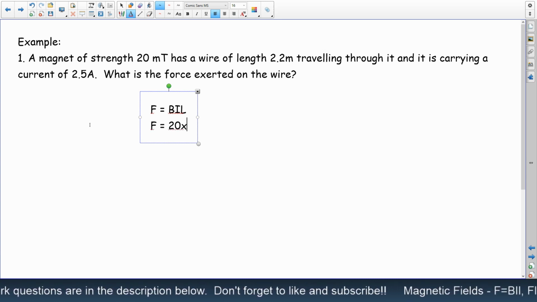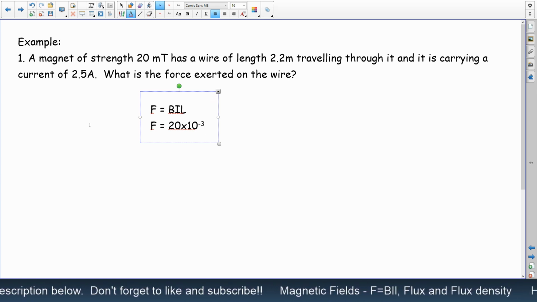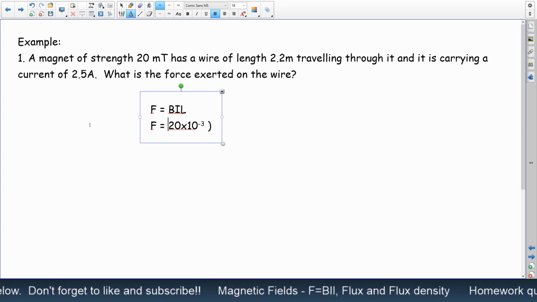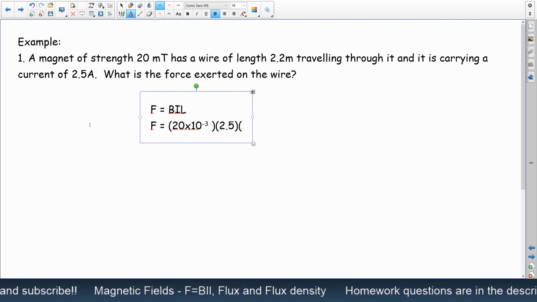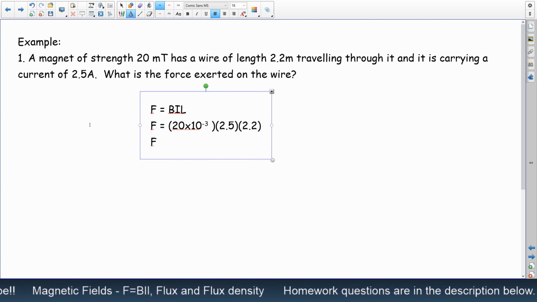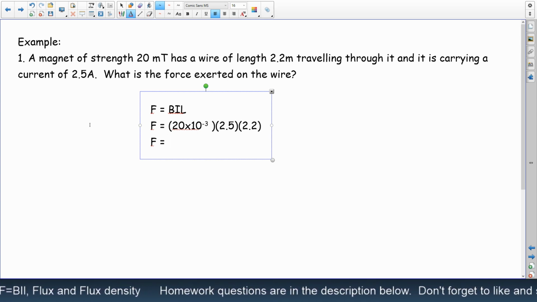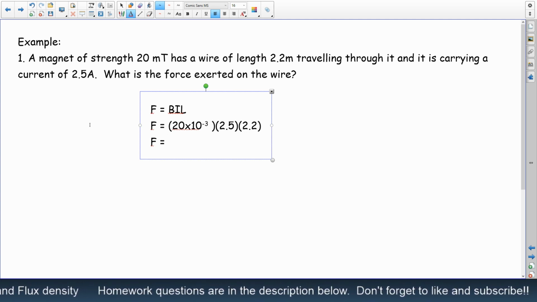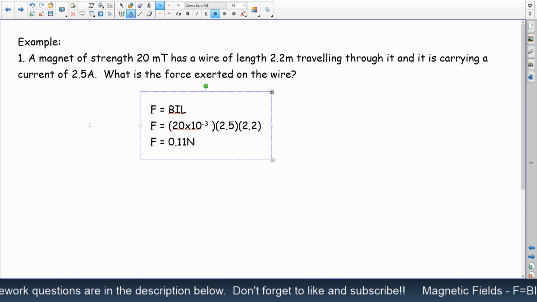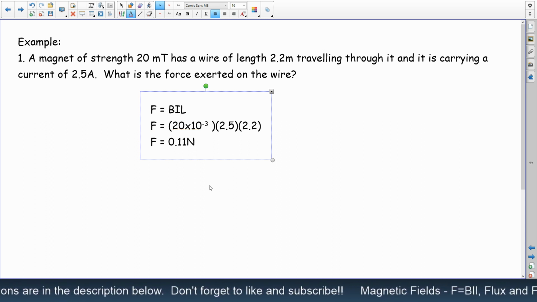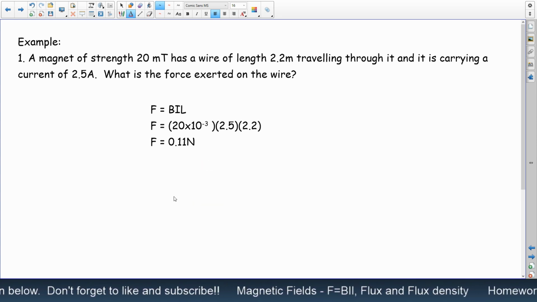We've got 20 times 10 to the negative 3 for our field, we put that in brackets and multiply it by our current, 2.5 amps, multiply that by our length, 2.2 meters, and we just fire all of that into a calculator. So 20 times 10 to the negative 3 multiplied by 2.5 multiplied by 2.2 gives us an answer of 0.11 newtons. Okay, and we'd need a diagram, or something else, to work out the direction of that force. The direction of that force would be calculated using Fleming's left-hand rule.